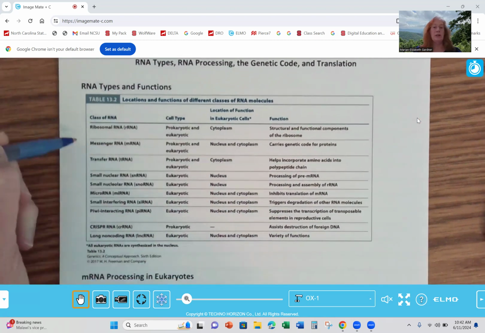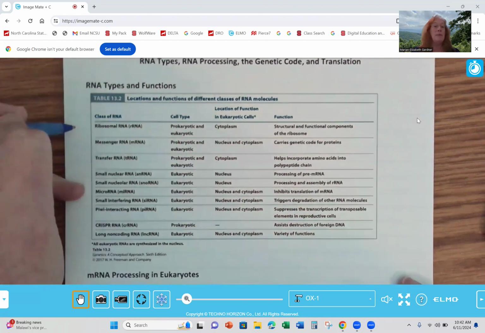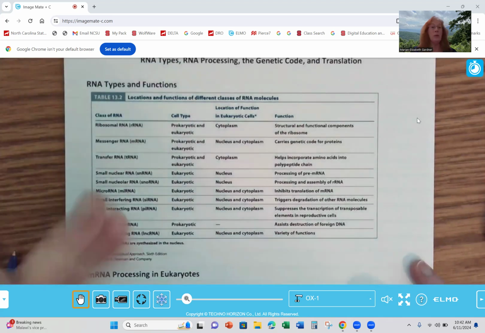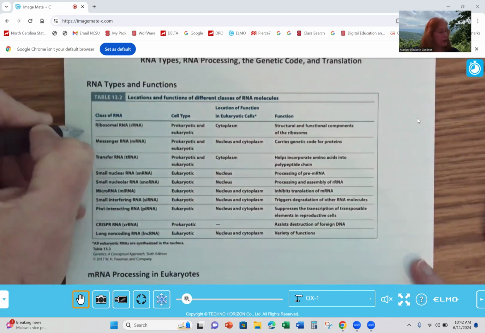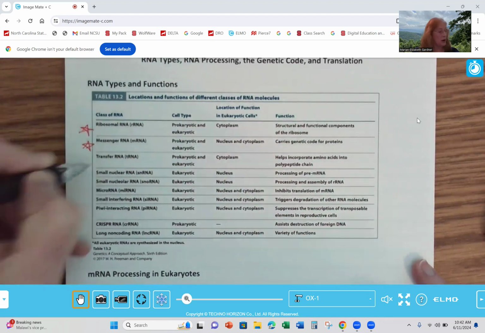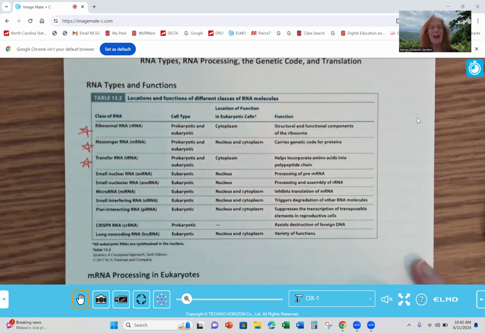This chart is a chart that was discussed in your lecture, and I encourage you to go back and get details about each of these types of RNA. I'm not going to go into the details here, but some of these are ones that we'll talk about more than others. Certainly ribosomal RNA, messenger RNA, and transfer RNA are probably the three that I will mention the most.